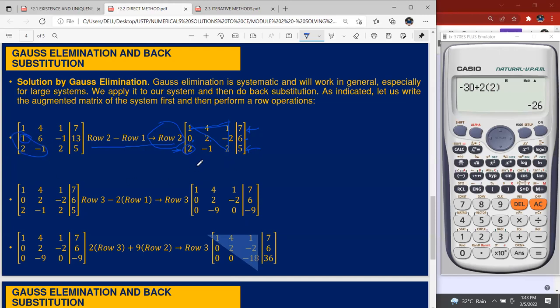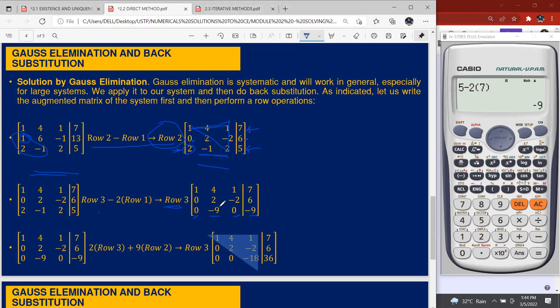Okay, so first si 1 ang gihimong 0, next si 2. Sa row operation niya, copy na lang ito siya, same lang ni sila. So row 3, atong operation is row 3 minus 2 times row 1 padulong sa row 3. Okay, 2 minus 2 times 1 is 0. Next, 1 minus 2 times ilang element sa row 1, 4, so we have negative 9. Next is 2 times negative 2 minus 2 times 1 is 0. And we have 5 minus 2 times 7 is equal to negative 9.